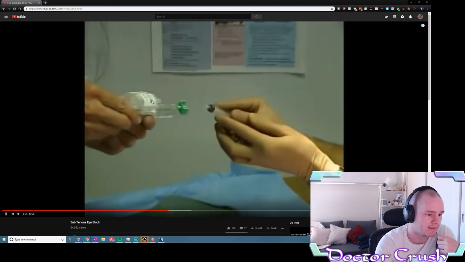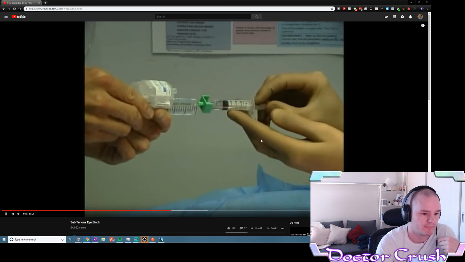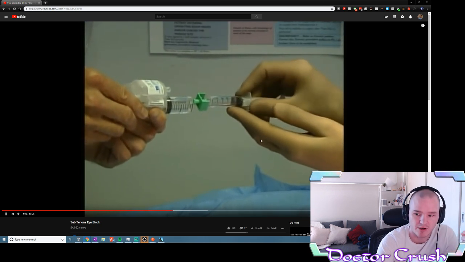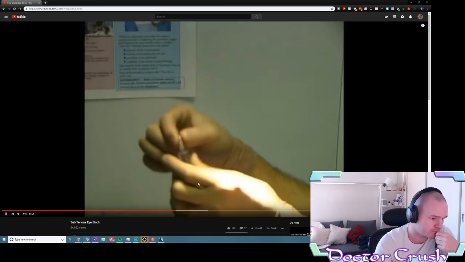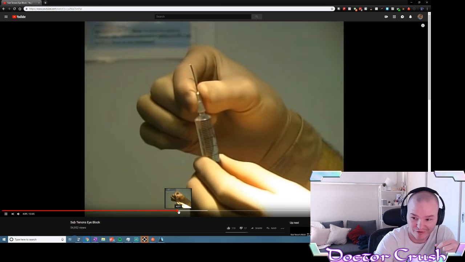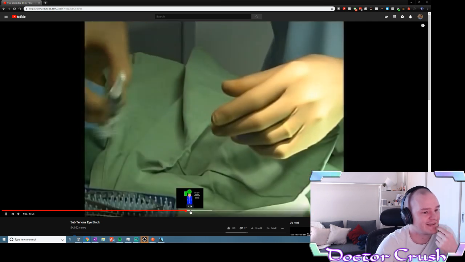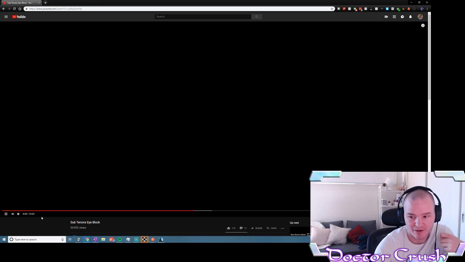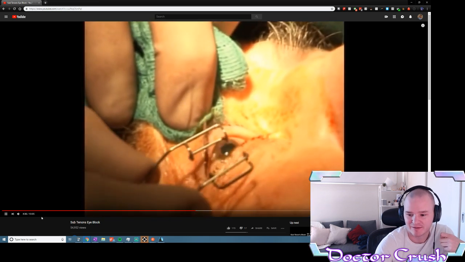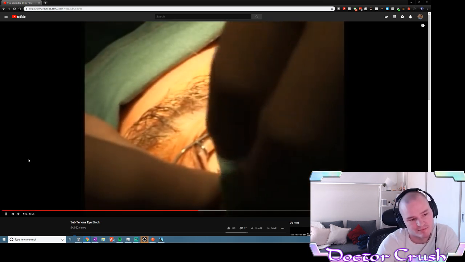So this is iodine, so they're just getting rid of any bugs, bacteria. So they're drawing up some sterile medication right now. That's the local anesthetic. All right, if you're squeamish, this is where you don't want to watch. Talking about logistics. First of all, you need to put a speculum in the eye. This can actually sometimes be the hardest bit.